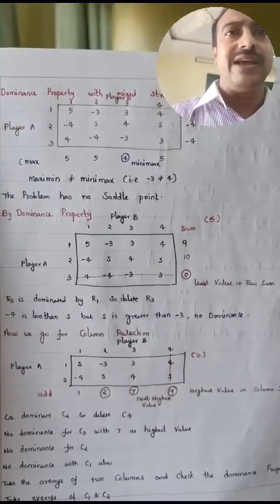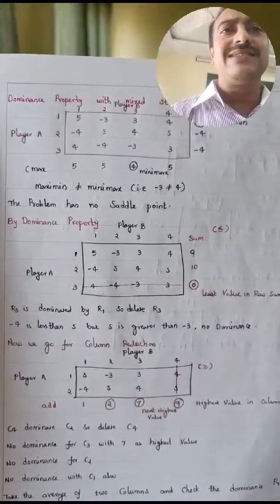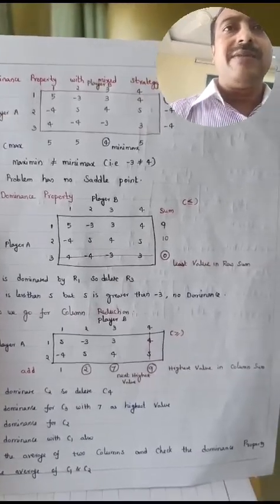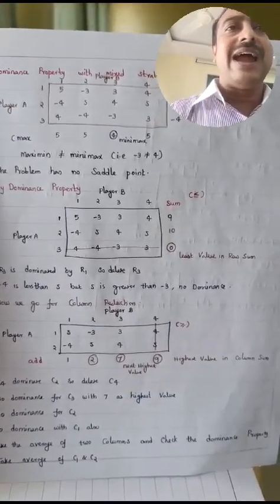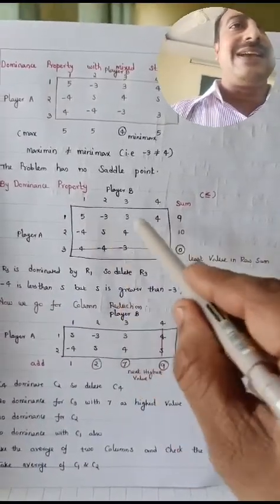If we observe here, maximin is not equal to minimax, so it is a mixed strategy. The problem has no saddle point. Now by dominance property I will add all the elements here. The sum: -3 and +3 get cancelled and it is 9.